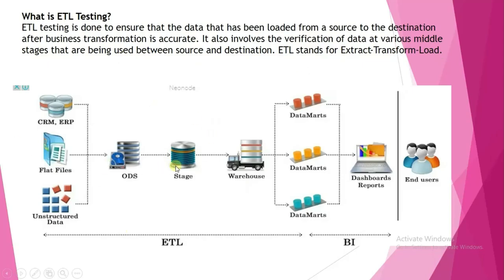This picture represents the ETL process and business intelligence. You can see from here to here is the ETL process, and from here to here is the business intelligence picture. Here we have CRM, ERP, flat files and unstructured data. We are extracting heterogeneous data to the ODS, and from here the data moves to stage, and from the stage it moves to the data warehouse, and then to the data marts of the respective departments, as the data is subject oriented. Then comes business intelligence, that is dashboards and reports.